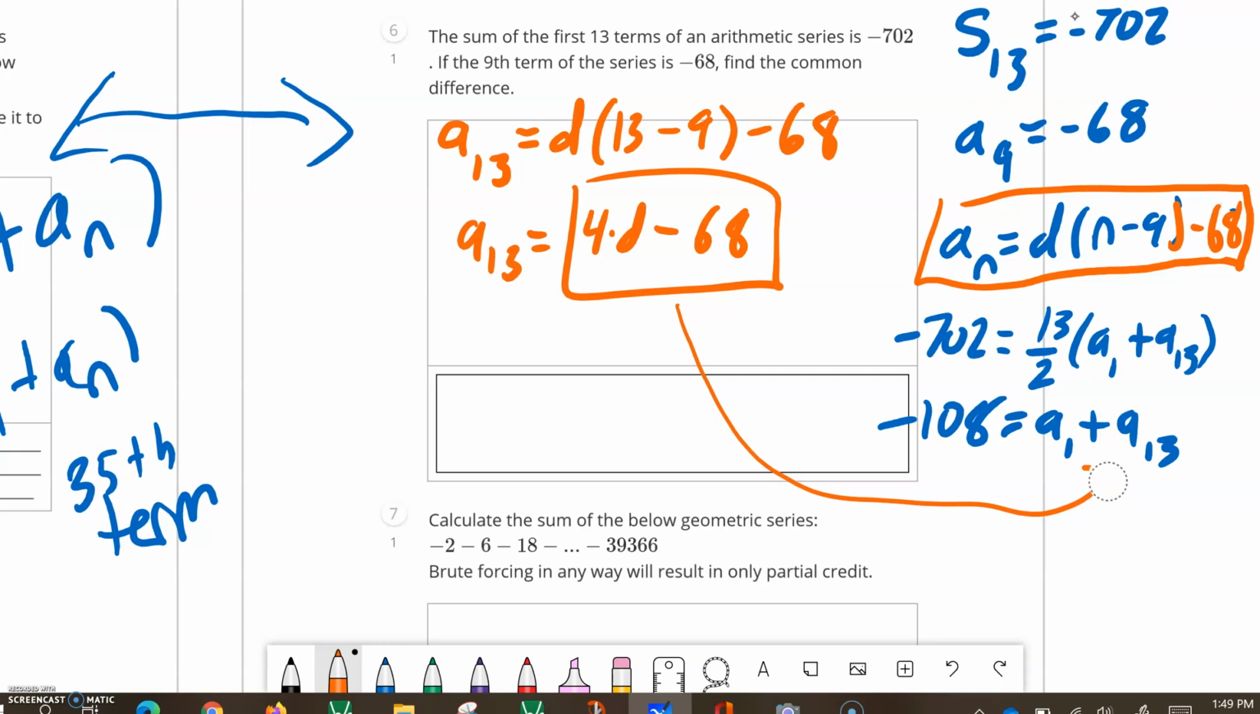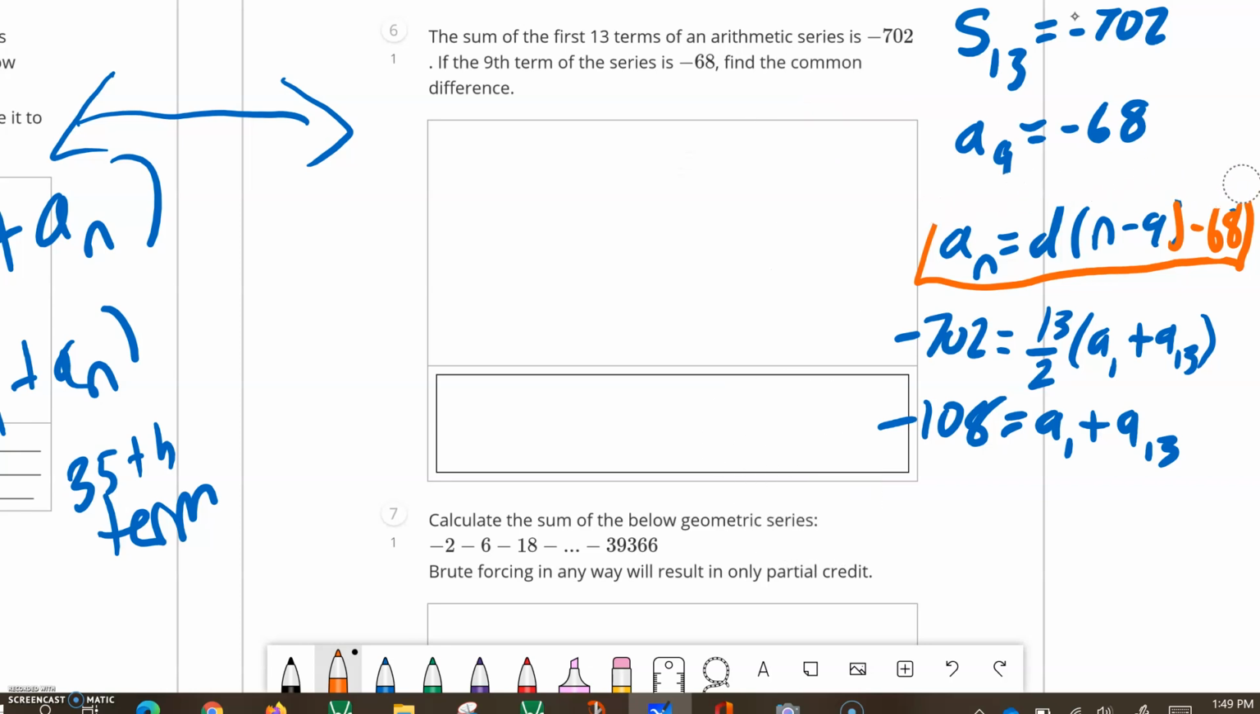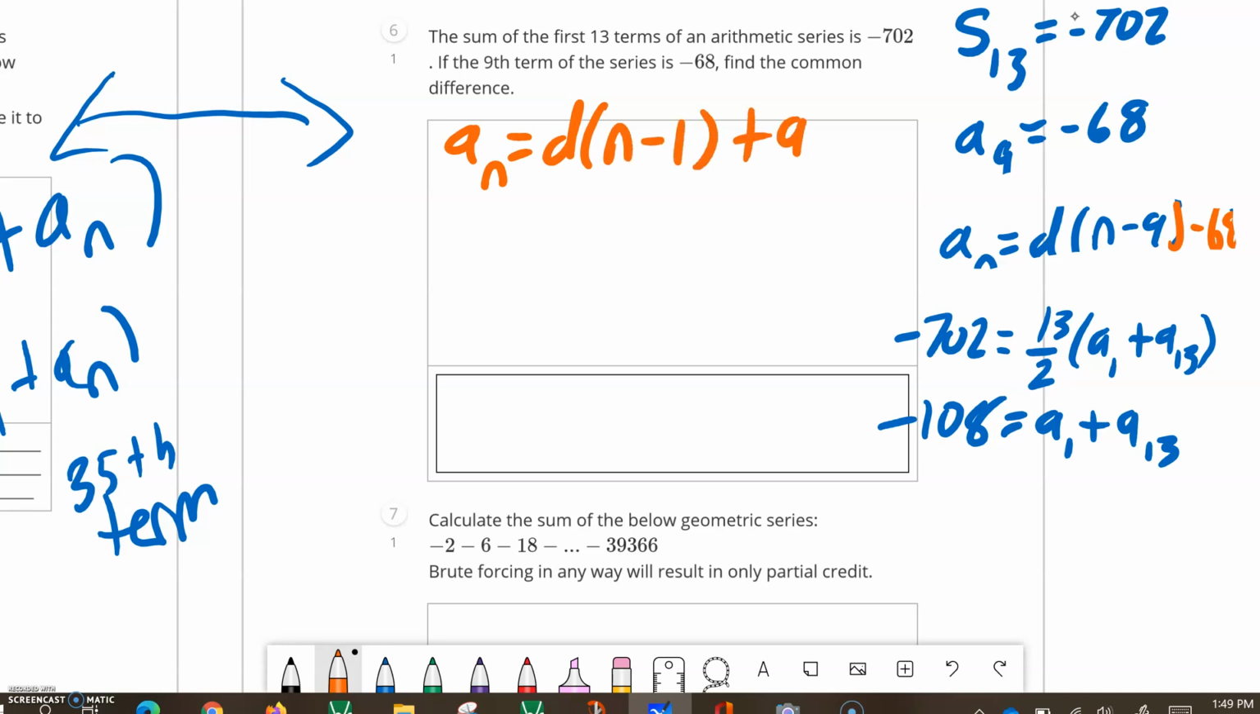So this is where maybe some of the tears started to fly. Well, one of the things that we could do, and let me present that idea to you, is right now, I don't know what this is. But again, the general form is this for the arithmetic explicit formula. Usually we use the first term. So what I'm going to do is keep the first term in here because there's a first term here, and you'll see why in a little bit. But what I'm going to do is plug in the 9th term. So again, the 9th term is negative 68.